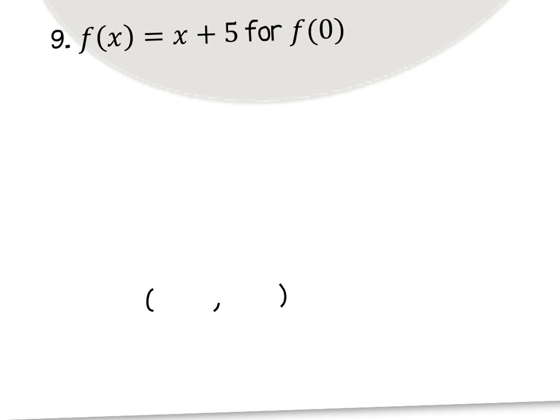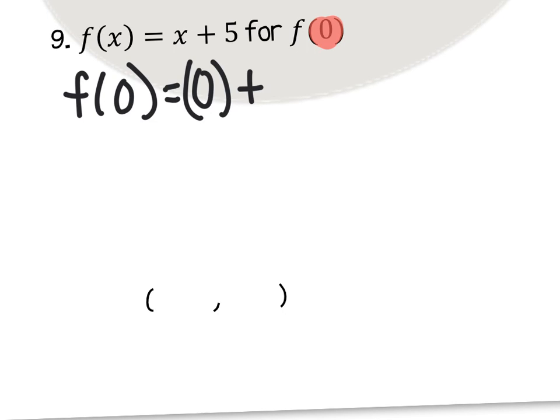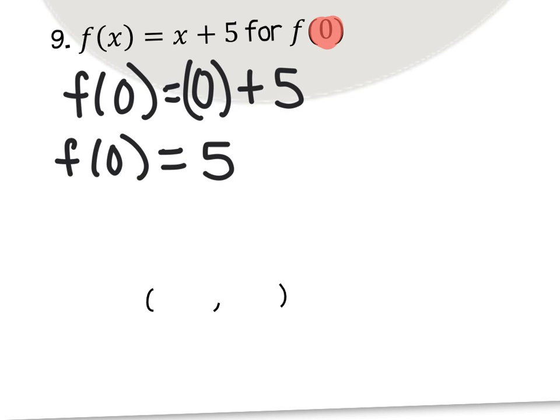And lastly, we have f of x equals x plus 5, and they want f of 0. So that tells me x is 0. So I can rewrite this. Instead of x, I can plug in 0 in parentheses plus 5. So f of 0 equals, well, 0 plus 5 is just 5. So I know that my x value is 0, my y value is 5, and that's because they told me x was 0. That was the original problem. And then when I worked it out, I got 5 as my answer.